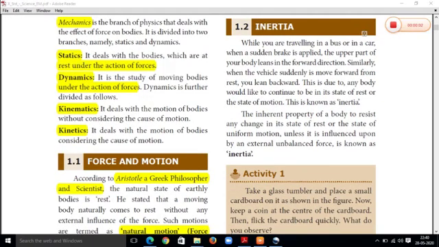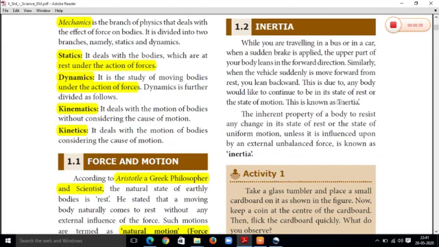Next topic, inertia. While you are traveling in a bus or in a car, if the driver applies the brake suddenly, then the upper part of your body leans in the forward direction. Similarly, while you are sitting or standing in a bus or in a car at rest, if the driver suddenly starts the bus and moves forward, then you lean backward. This is because any body would like to continue to be in its state of rest or the state of motion.